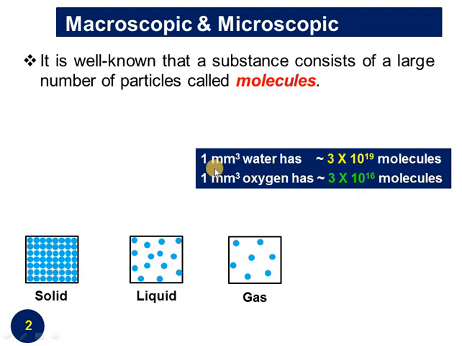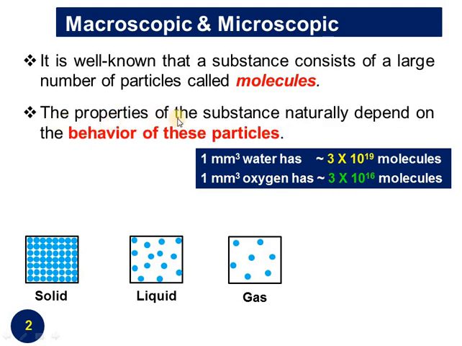So if it is water, then in 1 mm³, the number of molecules approximately 3 into 10 to the power 19, and if it is oxygen, then the number of molecule will be 3 into 10 to the power 16. The number of molecules in the gas is 1000 times less than the liquid. However, the number of molecules in the gas is still very high. The properties of the substance naturally depend upon the behavior of these particles, because the substance is made with the molecules. So its property depend upon the behavior of these particles or molecules.